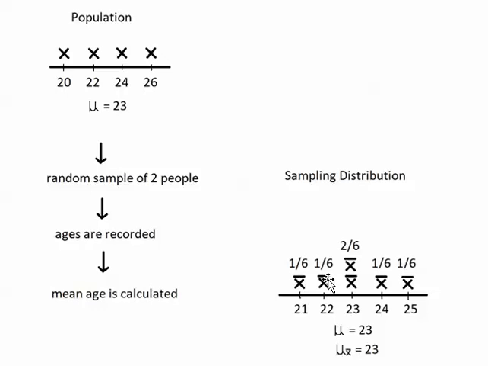One of the 6 possible samples had a sample mean of 22, so there's a 1 over 6 chance that the sample mean will be 22. 2 of the 6 possible samples had a sample mean of 23, so there's a 2 over 6 chance that the sample mean will turn out to be 23. And there's a 1 out of 6 chance that the sample mean will be 24, and a 1 out of 6 chance that the sample mean will be 25.